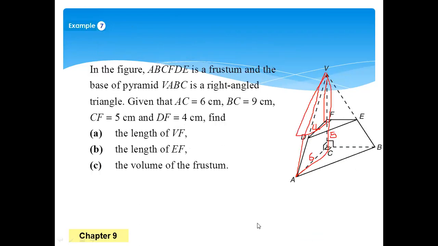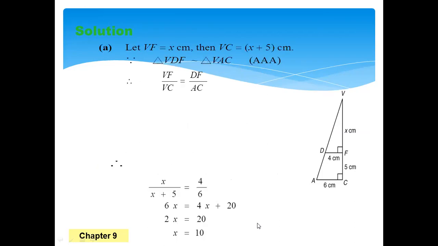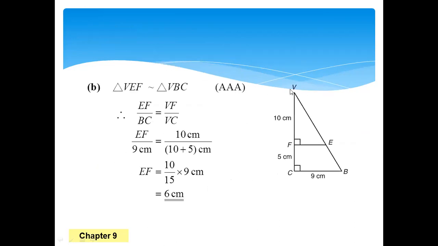And part B, find the length EF. Consider the similar triangles on the right. And this time it is VF to VC, which is 10 to 15, equal to EF to VB, EF to BC. So you substitute and find the value EF.